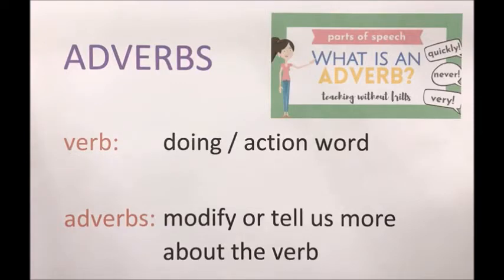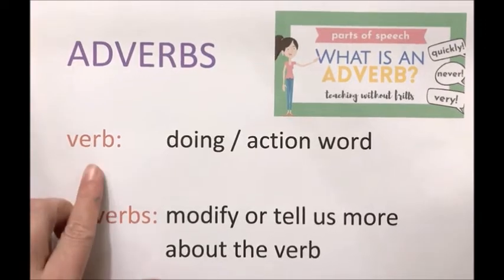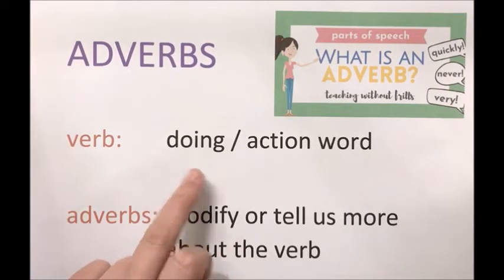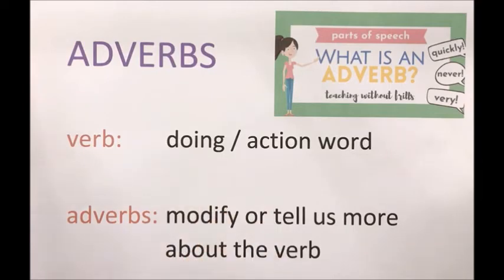After you've written your heading, please write the word verb in color and then write doing or action word. So a verb is a doing or action word. Then you write adverbs, also in color, and in blue pen, modify or tells us more about the verb. So an adverb tells us more about a verb.